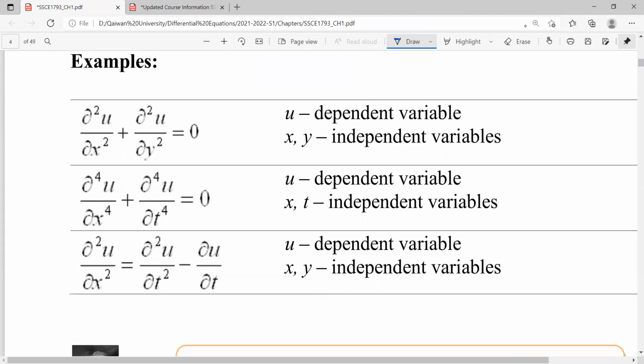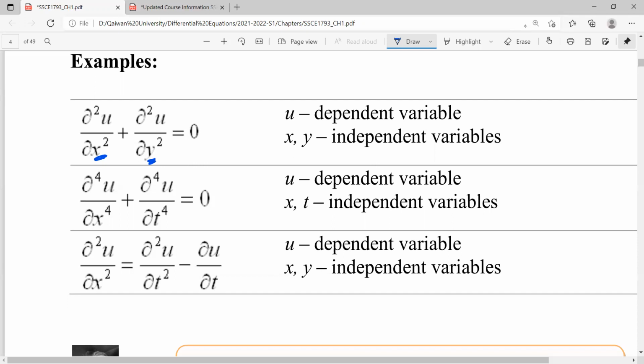Here we have partial squared u by partial x squared plus partial squared u by partial y squared equals 0. Here, u is the dependent variable. X and y, as you see, we have x and y in the denominators. That means x and y are both independent variables. We have only one dependent variable and two independent variables in this equation.